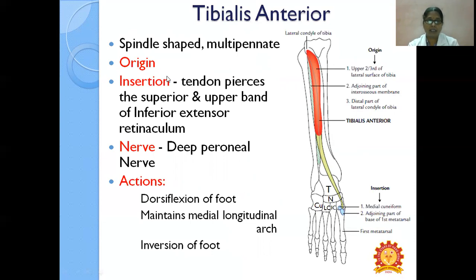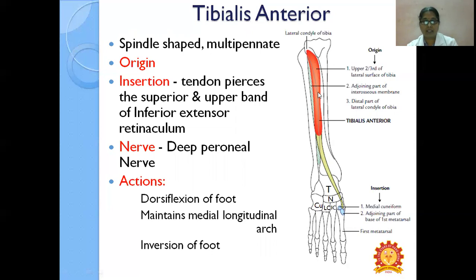It originates from the upper 2/3 of the lateral surface of the tibia and the adjoining part of the interosseous membrane and the distal part of the lateral condyle of the tibia. Insertion: the tendon pierces the superior and upper band of inferior extensor retinaculum and then gets inserted into the medial cuneiform and the adjoining part of the base of the first metatarsal. It is supplied by the deep peroneal nerve.